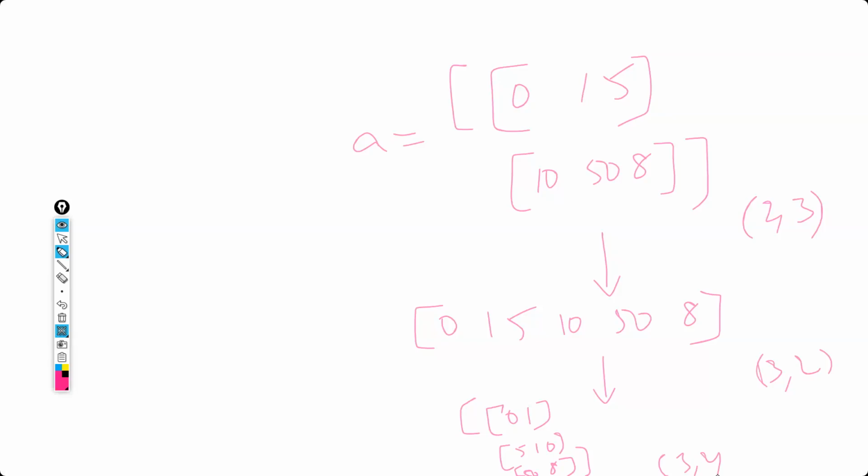Sir, directly 3, 2 means 3 rows with 2 columns now. Means simply you can take like this also, right? 0, 1, 5, 10, 58. Even this one also 3 rows with 2 columns now. Why this one only we have to do? This one also we can take now. This is called as transpose.